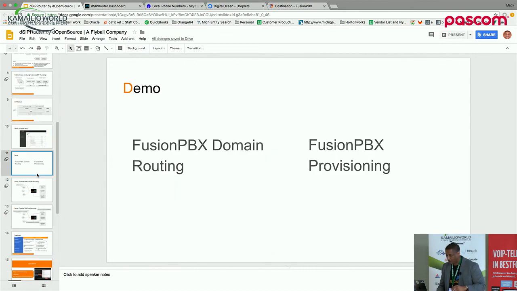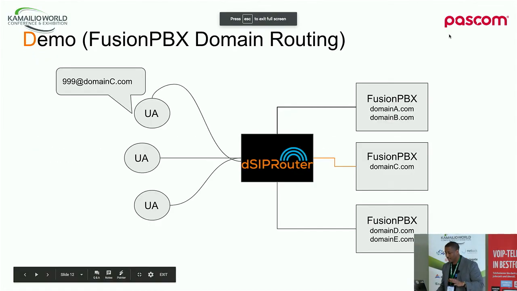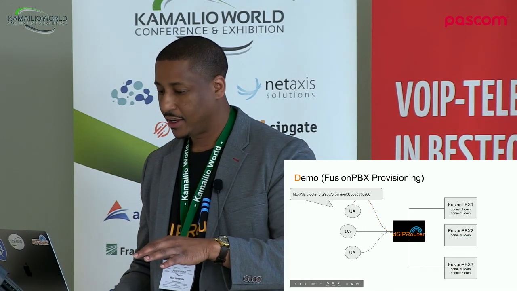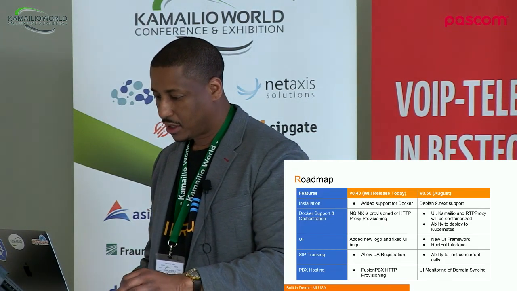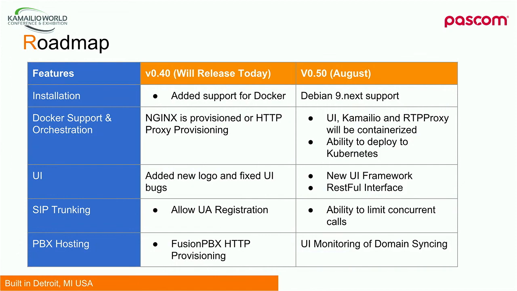I think I've already talked through the actual problems themselves, so I'm not going to talk through that portion. I just wanted to lay out what that looked like. The roadmap for this is that we're at the 4.0 release. The next release will be focused on the Debian 9 .NET support. We'll be adding more support for Docker, so, like I said, we want to containerize everything. We're going to have a new UI, and we want to add a RESTful interface because people are asking us. They want to be able to interact with this in a RESTful fashion, plus the ability to limit concurrent calls, and then a UI for doing the domain syncing.